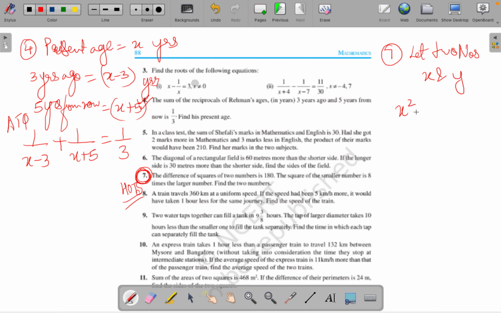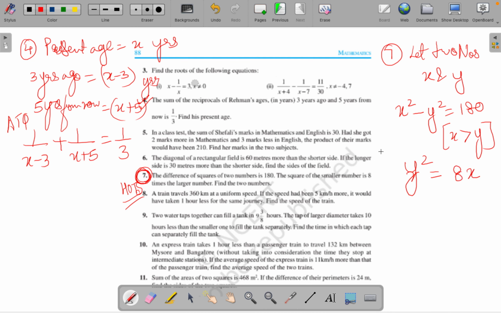So difference of square. So it is understood now, children, from this equation that x will be greater than y. That is why the difference is coming out to be positive, right? The square of the smaller number, that means we are talking about y square, is 8 times the larger number.